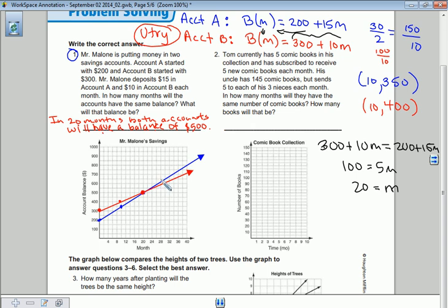Now, why is a graphic representation nice? Because if you have this graph, I could ask you questions like, when will account A have more money? Well, account A is my blue line, so it's any time after 20 months. You can ask other types of questions if you're looking at a graph versus not looking at a graph. Okay?